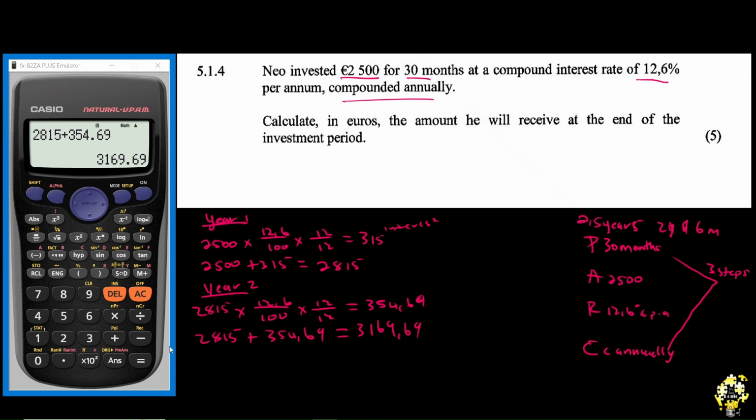3,169.69. Yes, that's for the second year. Third year. Year 3. Yes, I know we are not going to complete year 3. We don't have year 3 in full. We only have 6 months.